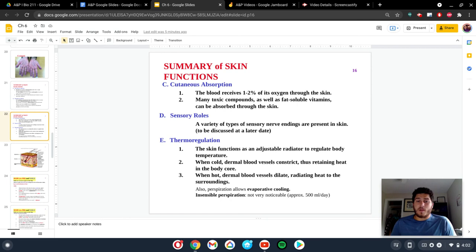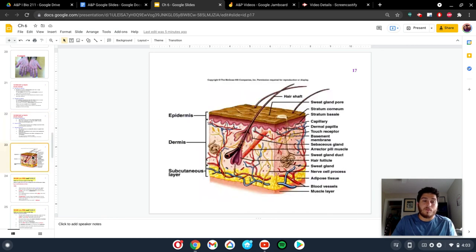Sensory roles, as we talked about, there are sensory or nerve endings within your skin. And then thermal regulation, this is, again, talking about homeostasis. Another example of regulating your body's temperature. So when you get cold, dermal blood vessels will constrict, trying to keep all the heat at your core. When you're hot, vessels will dilate. That's why you may see your blood vessels in your arm start to pop out when you're getting hot. Again, trying to radiate that heat out into the outside environment. Also, perspiration, sweating. So, with that said, that is your skin. If you have any questions on your skin, please let me know.